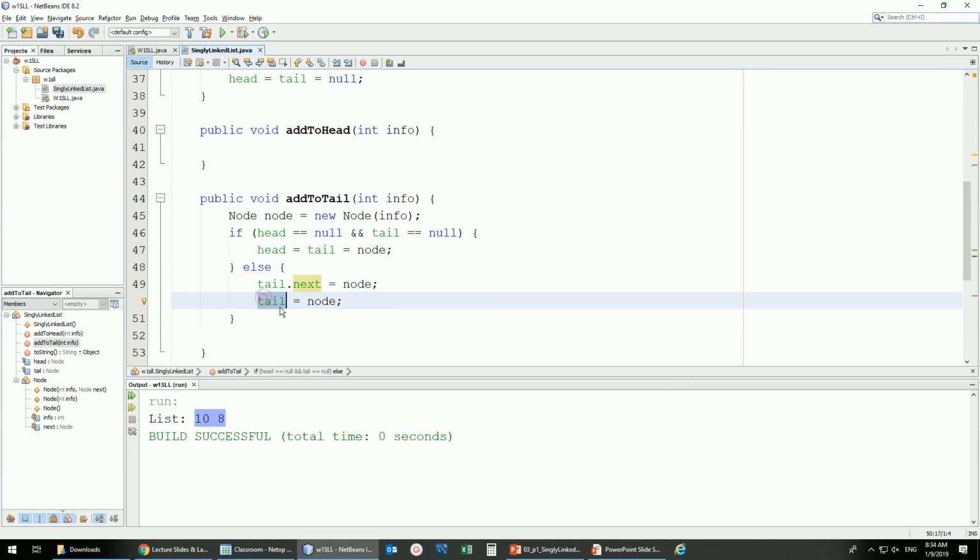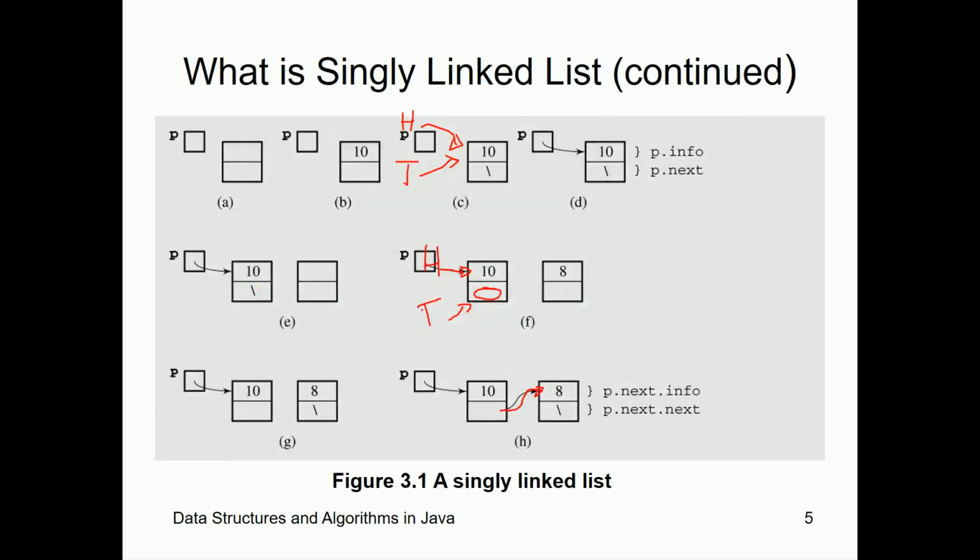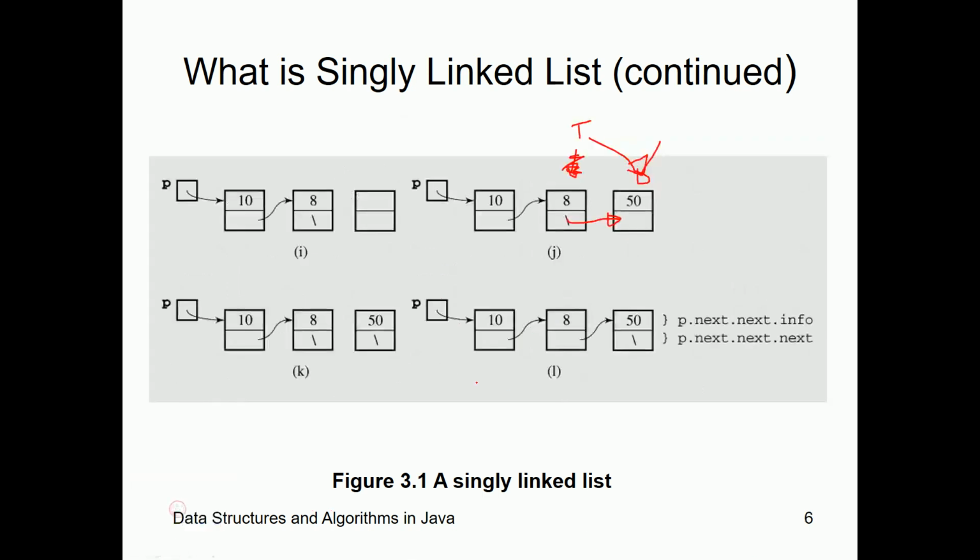And then this tail now is going to be the node, which means I'm moving this here. So after doing this to be the link, I'm moving this here to be the tail, not to be this one, but to be this new node that I just added. And this way I'm maintaining the tail and head all the time. So what happens if I add the third one?